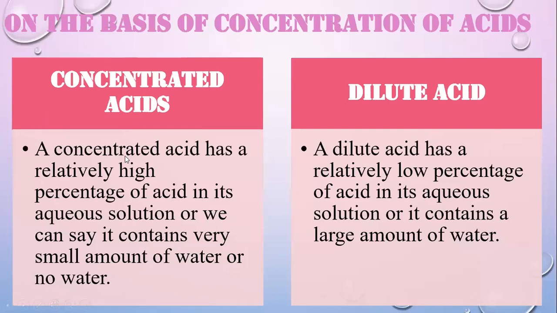A concentrated acid has a relatively high percentage of acid in its aqueous solution, or we can say it contains a very small amount of water or no water at all. A dilute acid has a relatively low percentage of acid in its aqueous solution, or it contains a large amount of water.